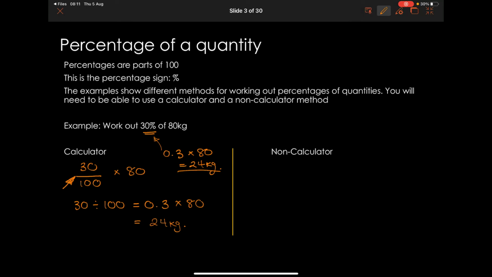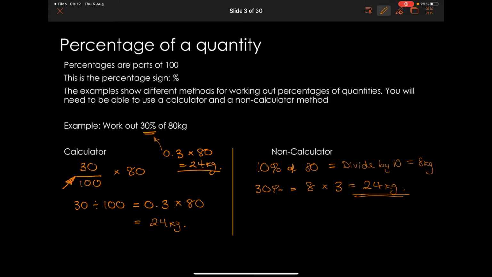Now, if you didn't have a calculator, it would be easier to work out smaller percentages of that amount first. So, for example, you could work out 10% of 80. 10% of a number is really easy. We just divide it by 10, which equals 8. So if 10% equals 8, then 30% must be 8 times 3, because 3 lots of 10% gives us 30%, and 3 eights are 24. Okay, so you've worked that out without a calculator.